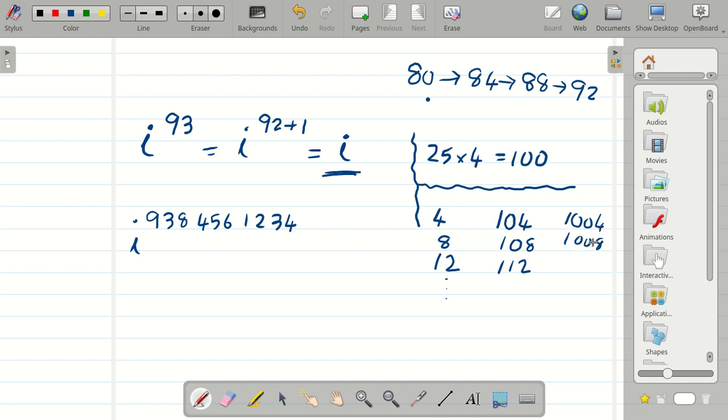So what I'm trying to convince you here is, let it be any large number, you focus on the last two digits and use our previous trick. So let's focus on 34. Can you give me the number which is just less than 34 and a multiple of 4? Yeah, that is 32. So we have 32 plus 2. Applying the previous logic, we're going to get I square, and that will be minus 1.